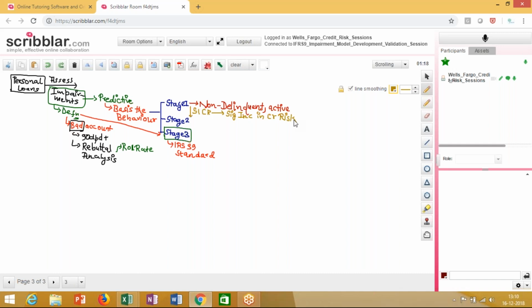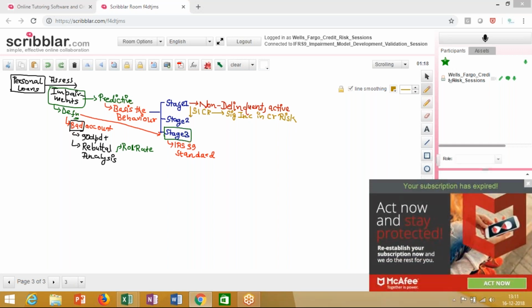But that would have an impact on the overall portfolio, not only specific accounts. Only if account level information changes, the significant increase in credit risk will happen. And the way significant increase in credit risk is defined, it is defined in terms of account level information. It is not defined in terms of macroeconomic information, right? Because when I come to the significant increase in credit risk detection, you will see why I am saying it happens at an account level.